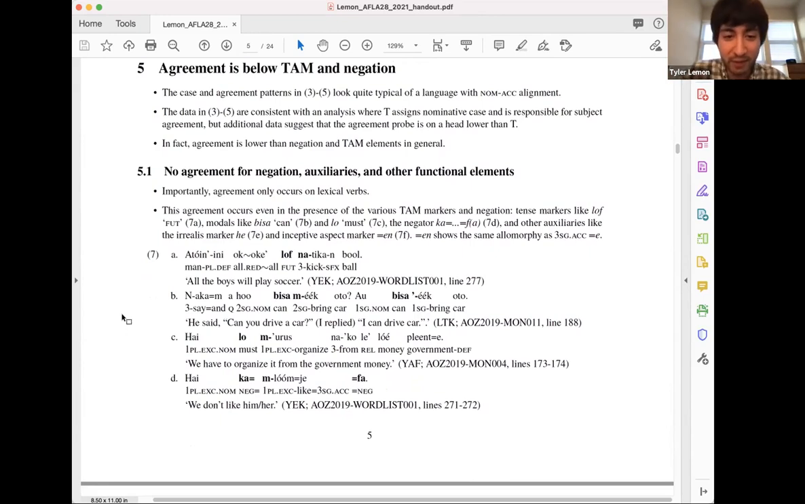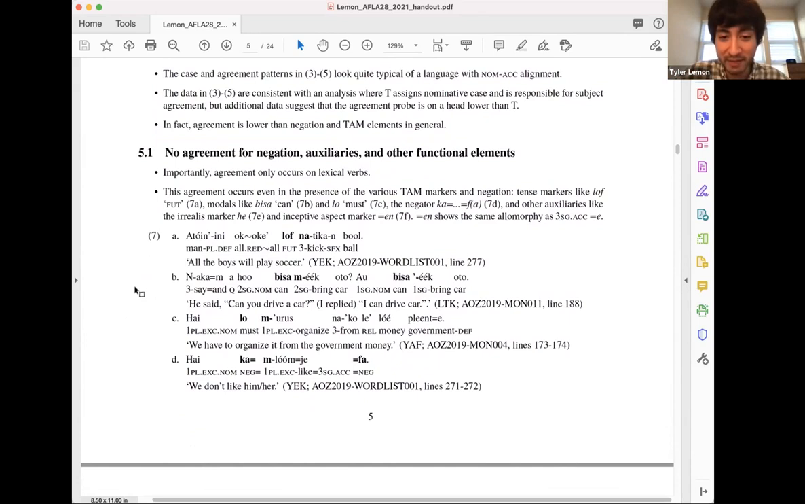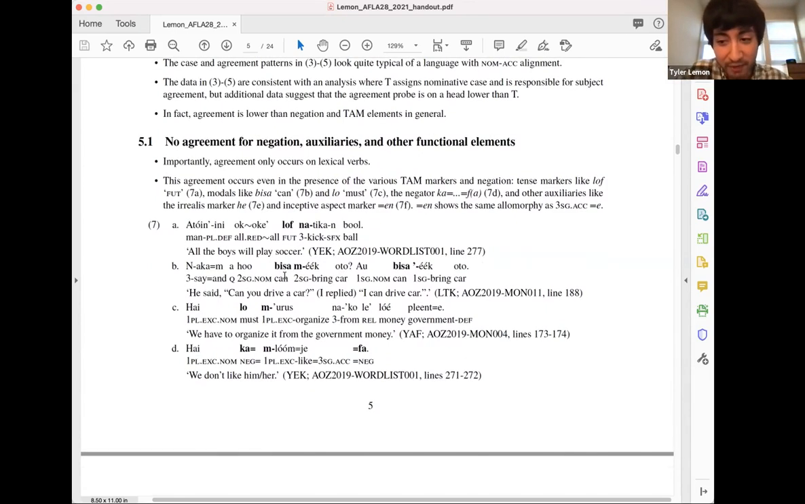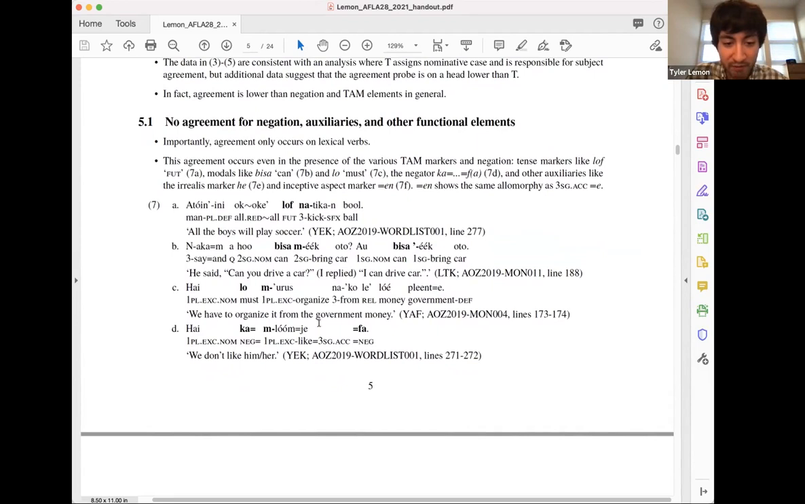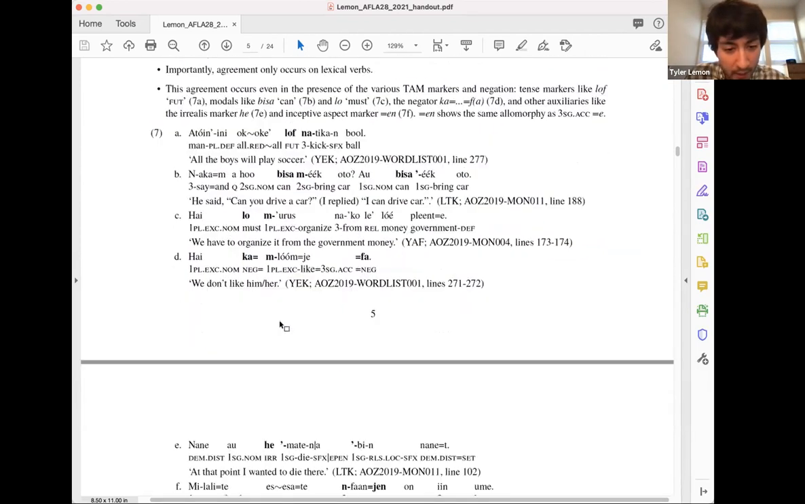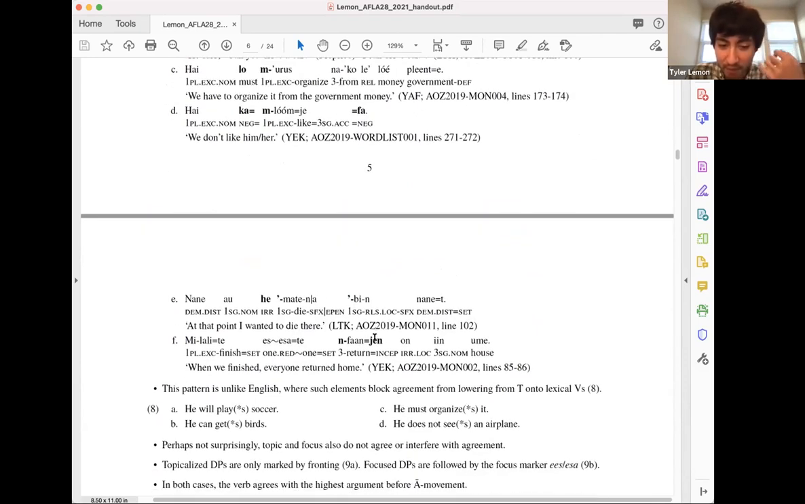Importantly, agreement only occurs on lexical verbs. And this agreement occurs even in the presence of the various TAM markers and negation. So all the boys will play soccer, you still have agreement on the verb. You can drive a car, yes, I can drive a car. So BISA does not intervene for agreement. If you have must here, coming between the subject and the verb, you still get agreement. If you have negation, you still get agreement. If you have the irrealis marker, same thing. If you have this inceptive aspect marker, also same thing. So these things don't intervene.